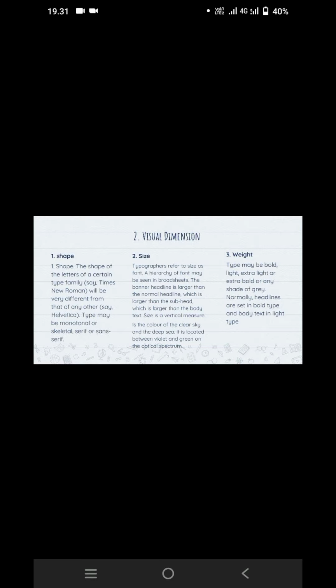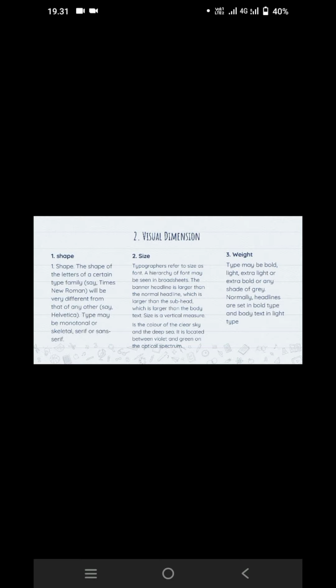Type may be monotonal or skeletal. And the second is size. Typographers refer to size as font. A hierarchy of font may be seen in a broadsheet. The banner headline is larger than the normal headline, which is larger than the subhead, and which is also larger than the body text.